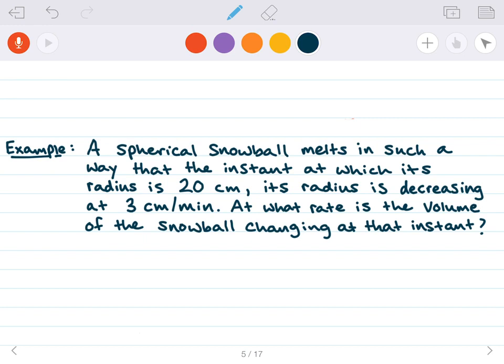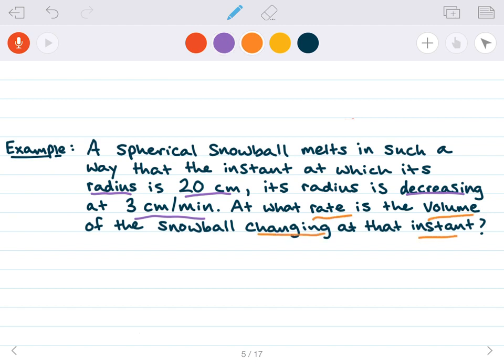And it's not going to get any harder than this in Calc 1. Okay, so let's look at this. A spherical snowball melts in such a way that the instant at which its radius is 20 centimeters. All right, so I'm going to highlight this important stuff. Its radius is decreasing at 3 centimeters per minute. Okay, all right. And then it says, at what rate is the volume of the snowball changing at that instant?